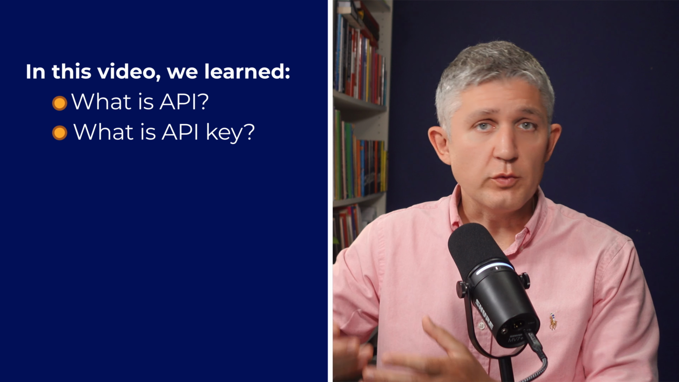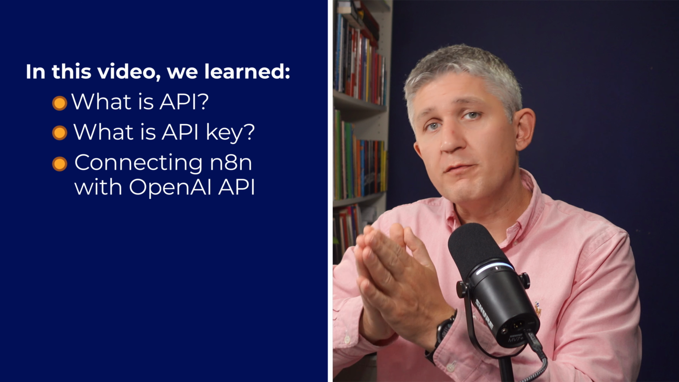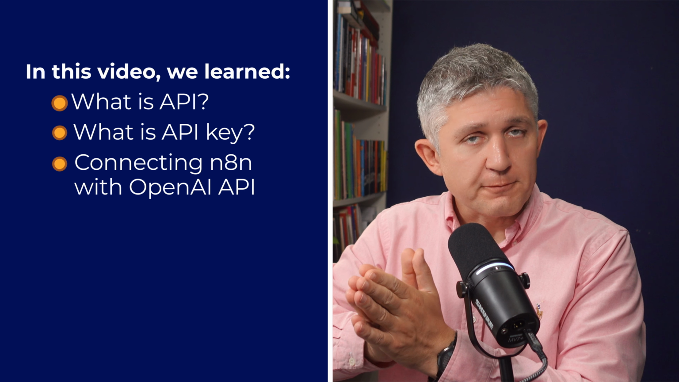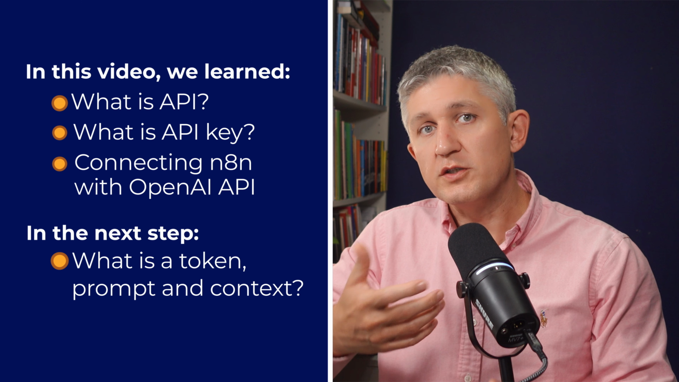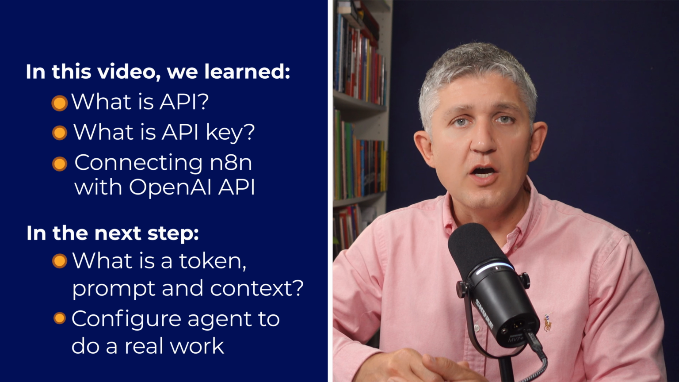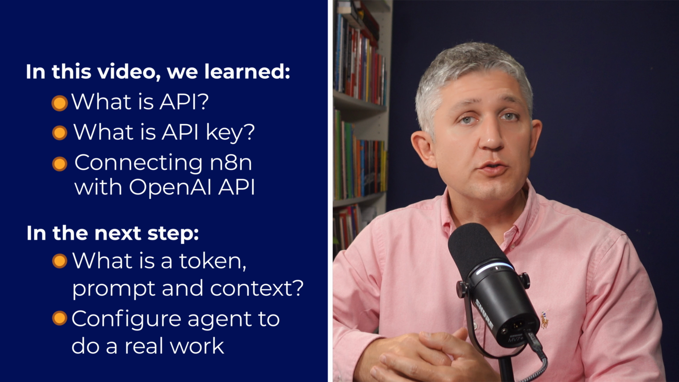So quick recap. In this lesson, we learned about what is an API. We learned about API keys. We got one from OpenAI, and we've configured your first AI agent. In the next episode, we will define what is a token, prompt, and context, and we will start configuring the agent to do some real work.